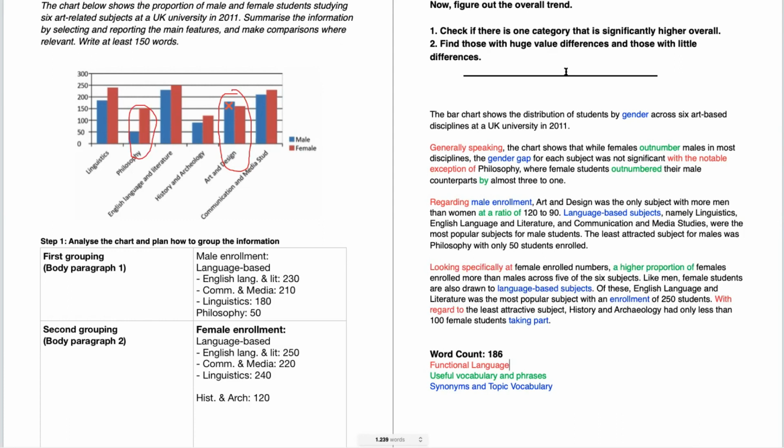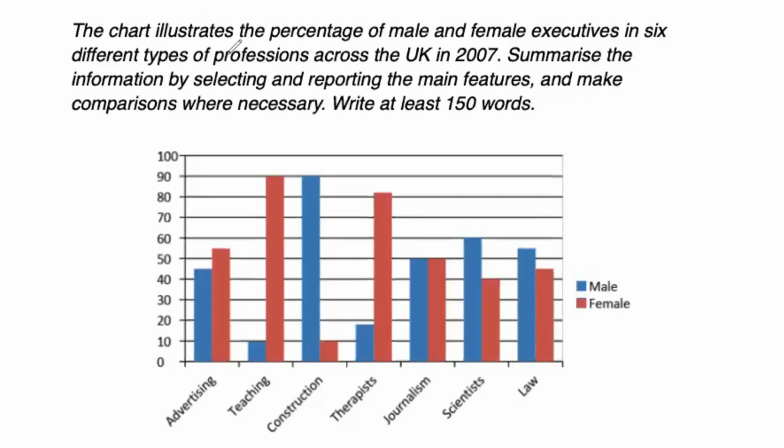We're going to speed things up a bit and look at a different example. And then again, we will go through it together step by step. All right, so we've got our second example here, very similar to the first example, but we're going to be paying attention to percentages here. So again, let's look at our prompt.